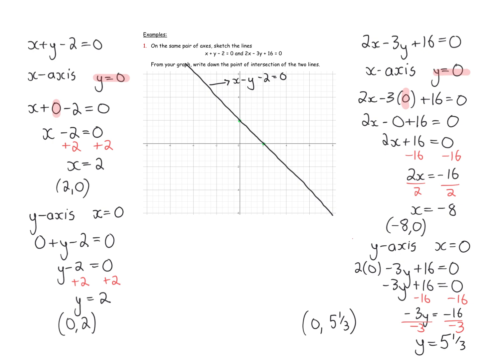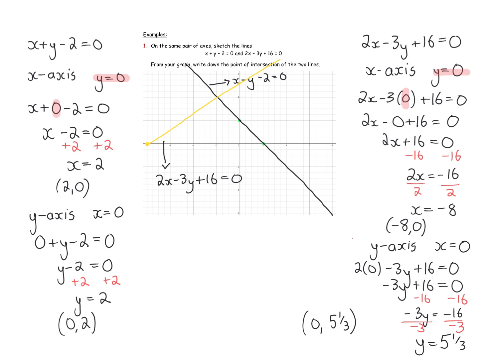So we have the point minus 8, 0, which is here. And we have the point 0, 5 1/3, which is approximately here. Then we can join these 2 points together like this, and then we can label this line. So this line here is the line 2x minus 3y plus 16 is equal to 0.